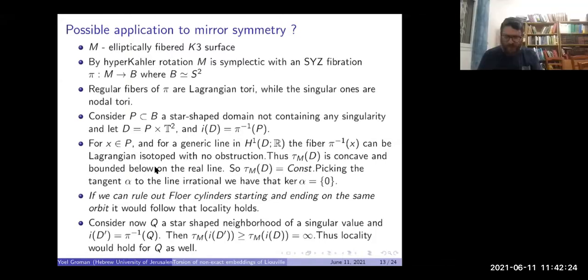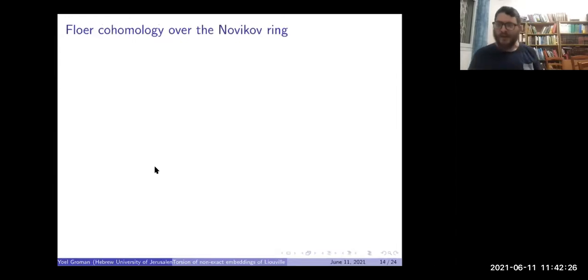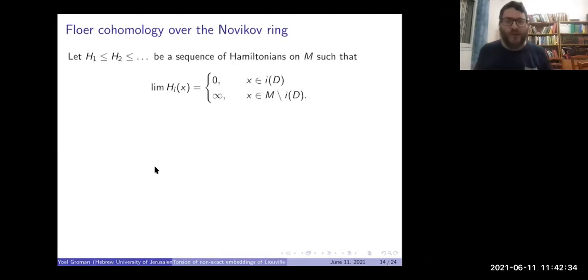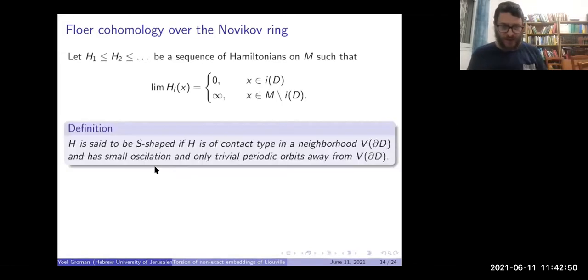So now let me try to explain how this invariant is constructed and what kinds of ideas go into the proof. So what we do is we're going to construct Floer cohomology over the Novikov ring. We consider a monotone increasing sequence of Hamiltonians, which converges to the characteristic function. So it's zero inside and converges to infinity outside.